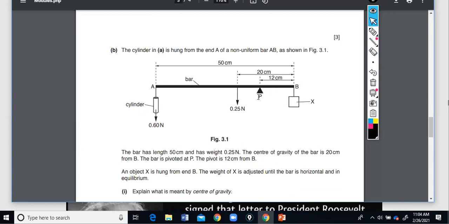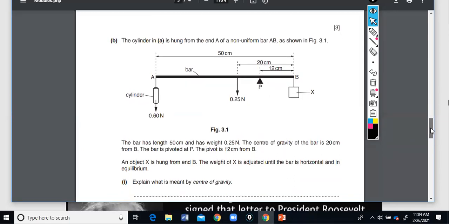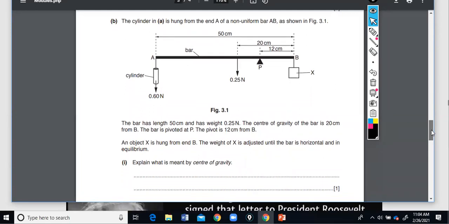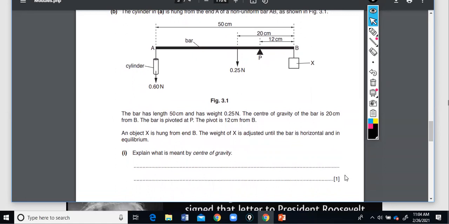The bar is pivoted at P, good. The pivot is 12 centimeters from B, that's useful. An object, X, is hung from the end B. The weight of X is adjusted until the bar is horizontal and in equilibrium. Explain what is meant by center of gravity.